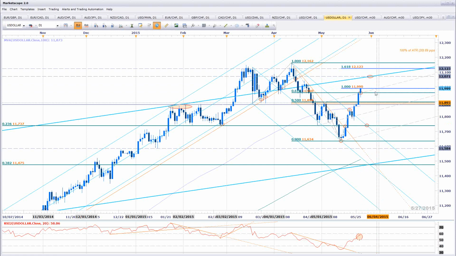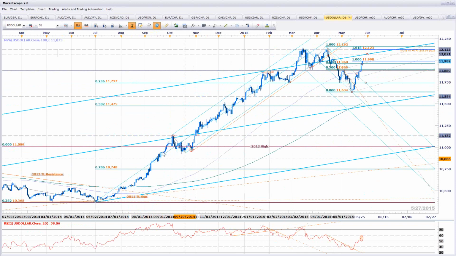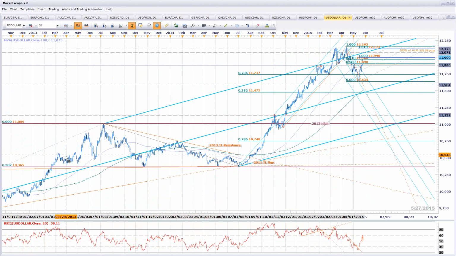If you see a breach from here, there's really nothing until 120.60, 120.50 on the upside. That's going to be, again, a longer dated median line that we've been following for the dollar index for a couple of years.